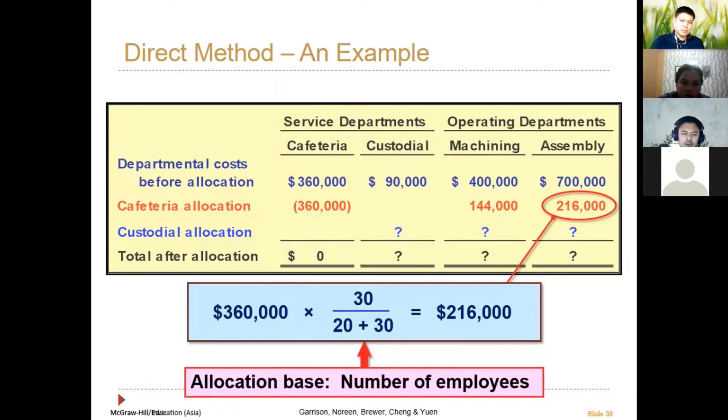How do you allocate daw yung custodial? Anong basis sa custodial? Anong basis of allocation sa custodial? Number of employees ulit? Ano?